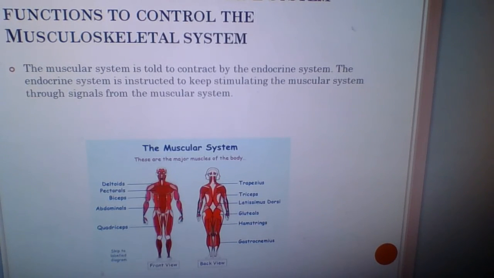Now, how does the endocrine system function to control the musculoskeletal system? The muscular system is told to contract by the endocrine system. The endocrine system is instructed to keep stimulating the muscular system through signals from the muscular system.